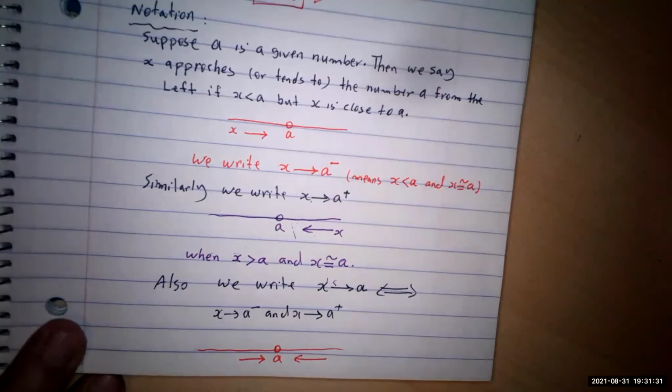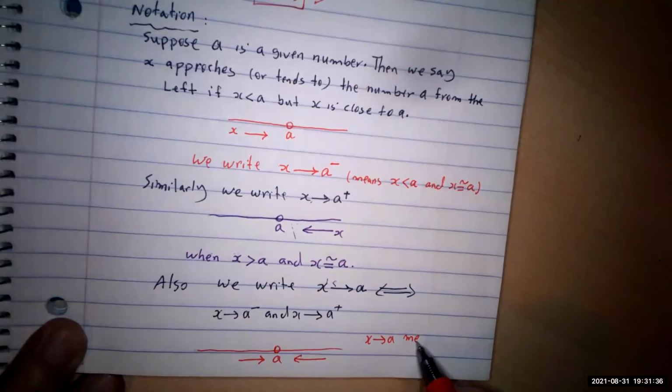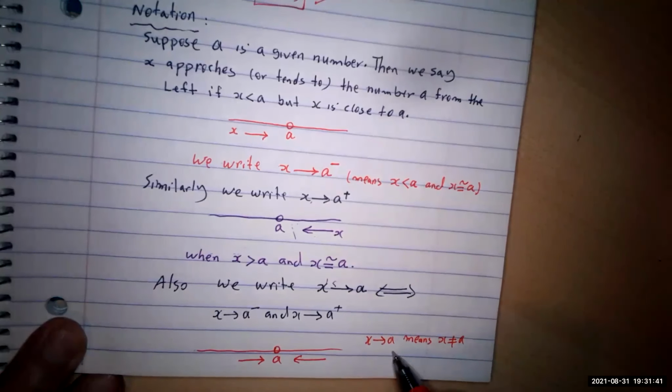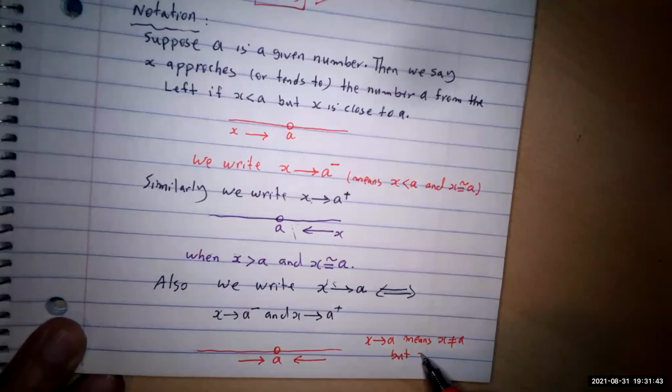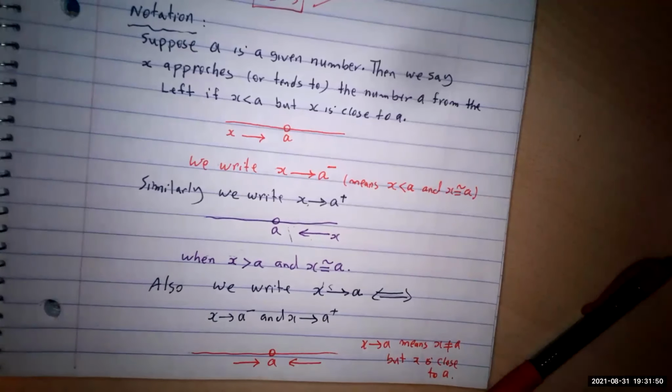Okay. So basically, x goes to a means x is not equal to a, but x is close to a. This notation makes things very easy for us to continue. You see, the notion of the limit is very important. It's the foundation of mathematics, but we are not mathematicians. Okay, so that's what we would like to do.